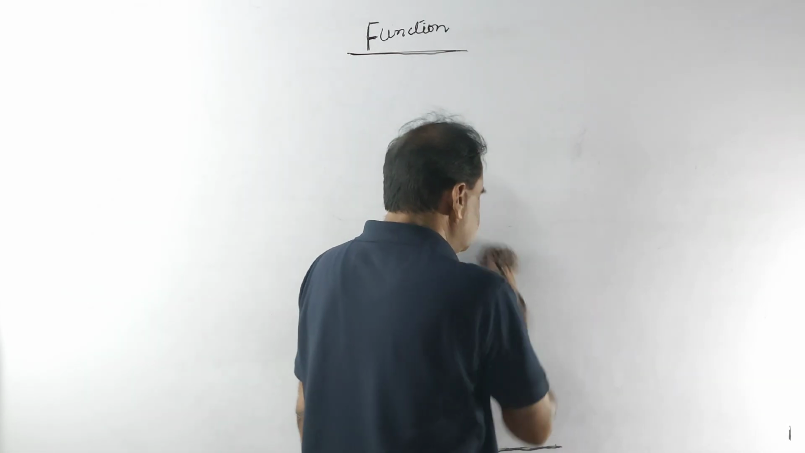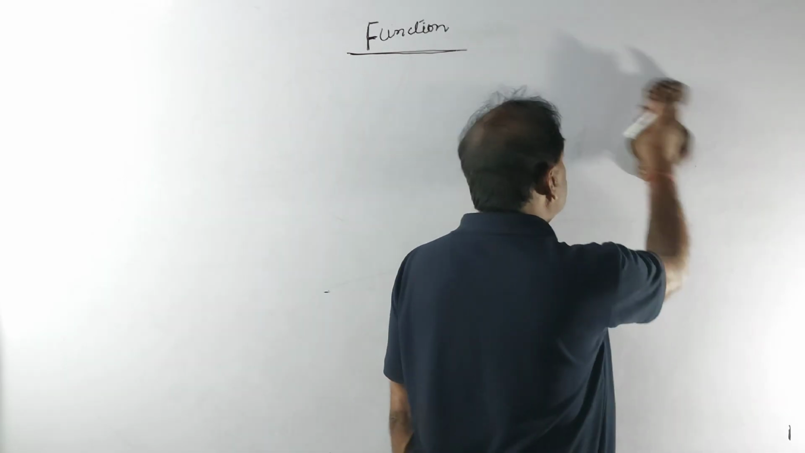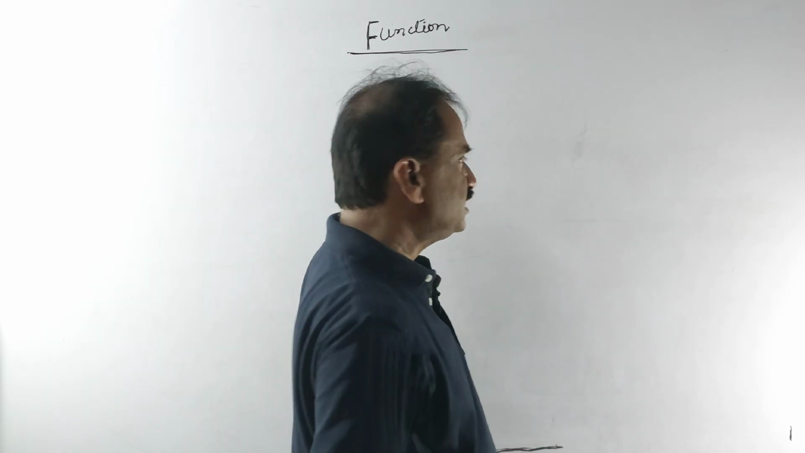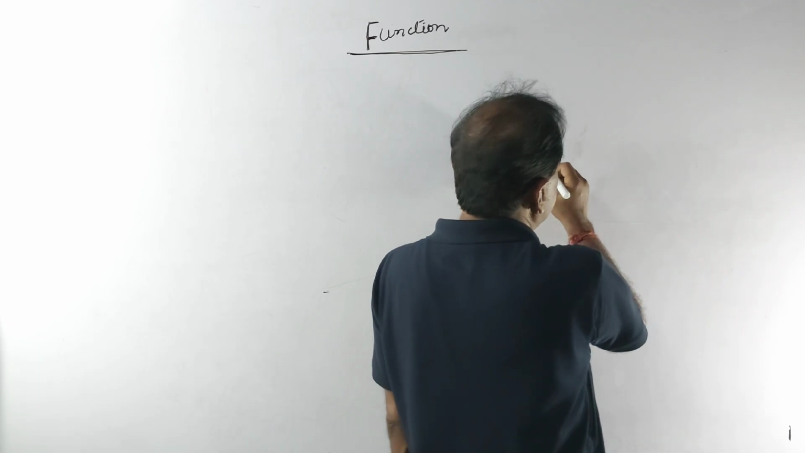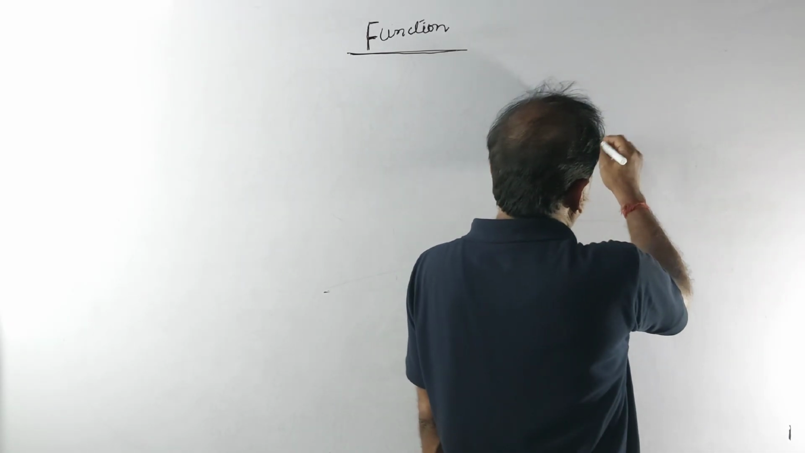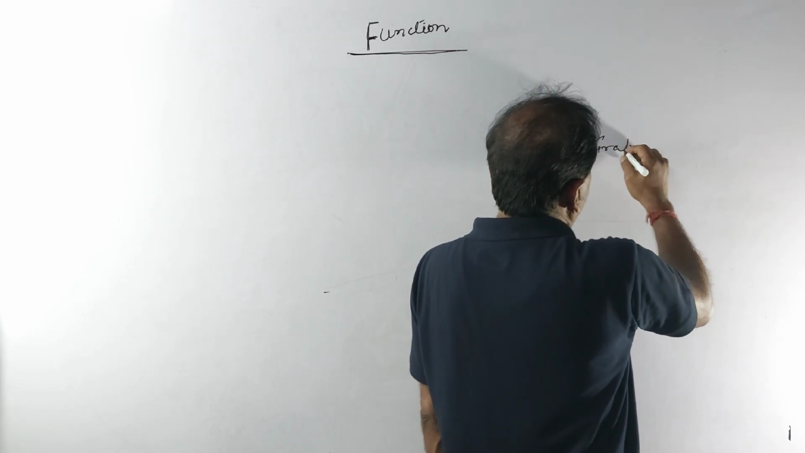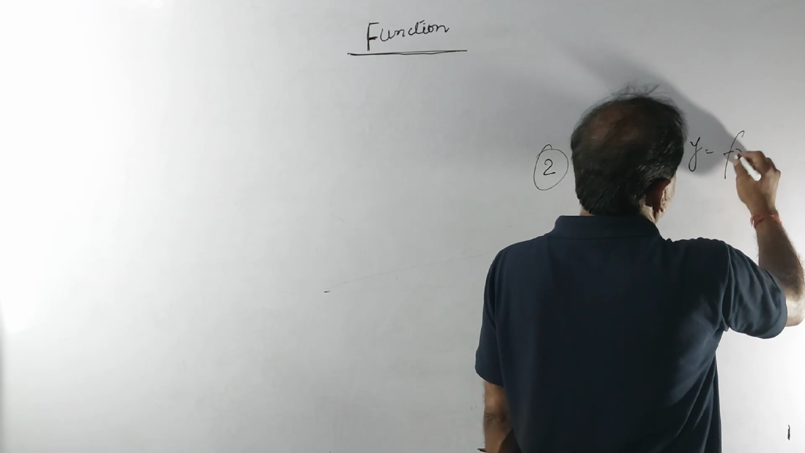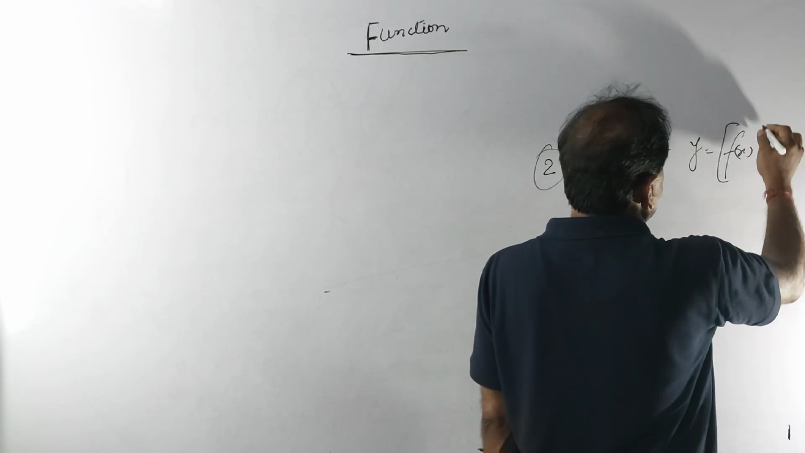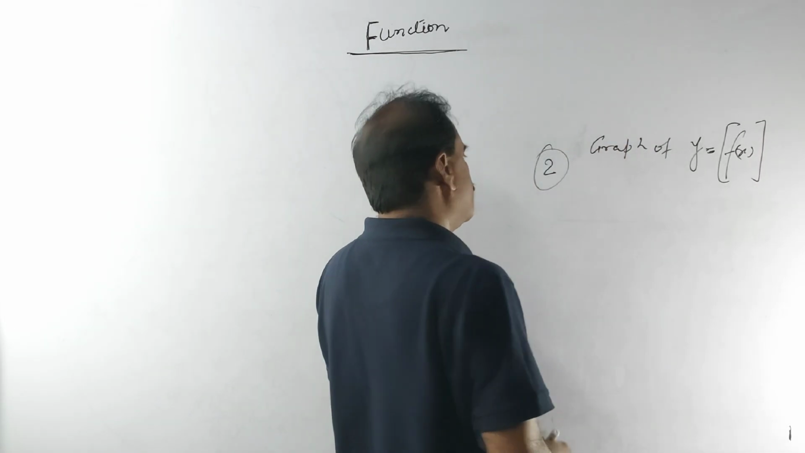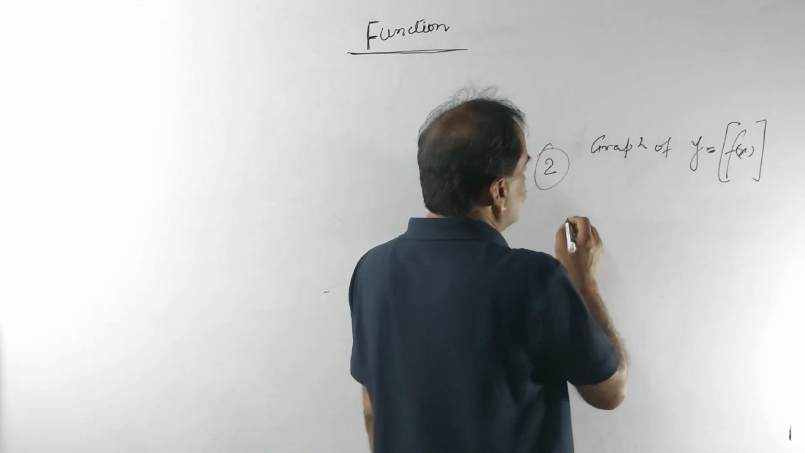Now we start to draw the graph of y equal to greatest integer f(x), and that means the second type of graph. Graph of y equal to greatest integer f(x) means the greatest integer is applied to the whole function. For this, we take some examples.